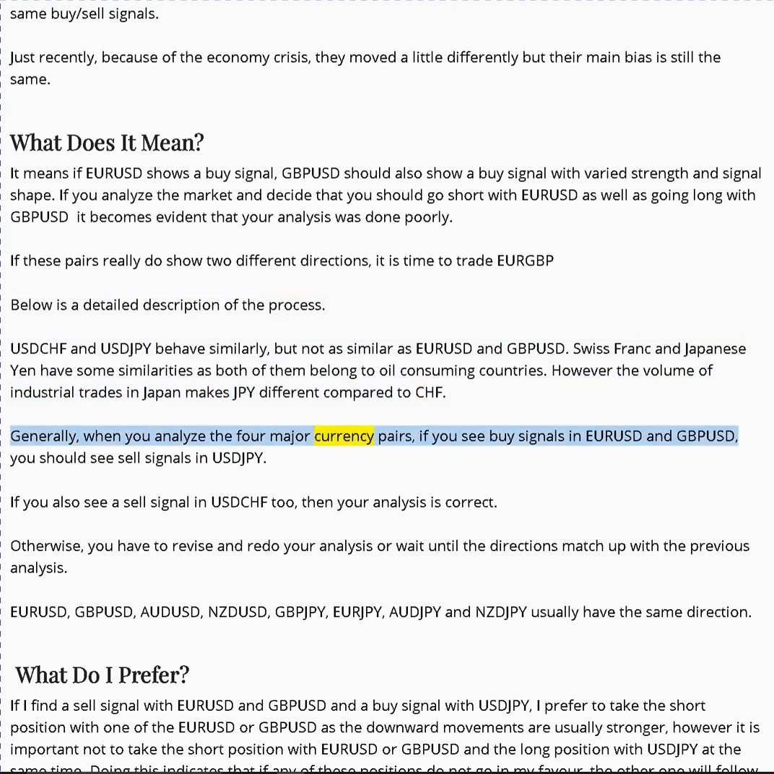Generally, when you analyze the four major currency pairs, if you see buy signals in EURUSD and GBPUSD, you should see sell signals in USDCHF. If you also see a sell signal in USDJPY too, then your analysis is correct. Otherwise, you have to revise and redo your analysis or wait until the directions match up with the previous analysis. EURUSD, GBPUSD, AUDUSD, NZDUSD, GBPJPY, AUDJPY, and NZDJPY usually have the same direction.